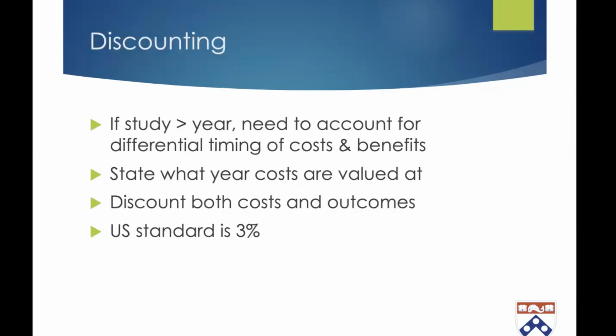Discounting, if the study is greater than a year, you need to account for the differential timing of cost and benefits. And so you state what year your cost or value is at, and then you discount both cost and outcomes. US standard is 3%. If your study is less than a year, you don't have to worry about that.